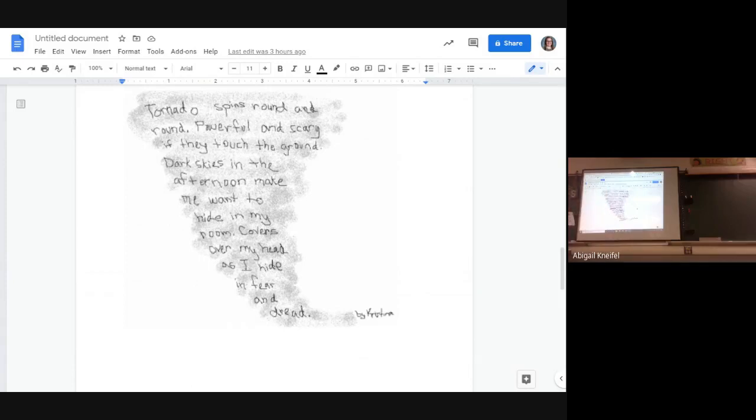Does a poem always have to rhyme? No, especially not a concrete poem, because the point of a concrete poem is just to be in the shape of what it is talking about. Do you think this author did a good job talking about what a tornado is or how you feel, and then putting it in the shape of the tornado? I really like this one. I think it's fun. So we have one more poem to talk about today.